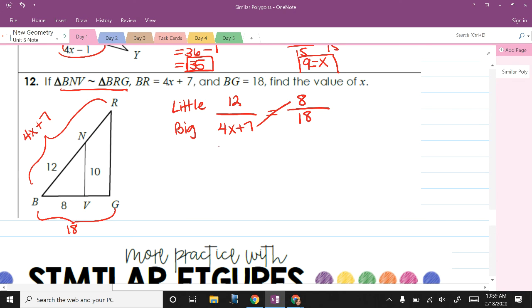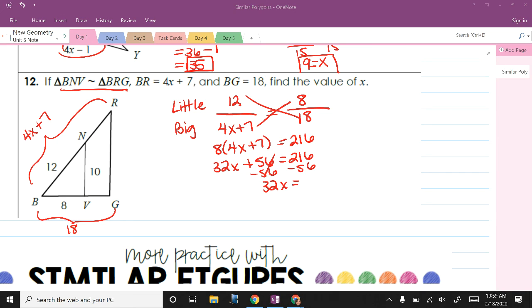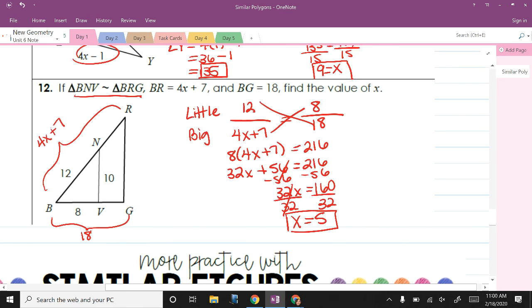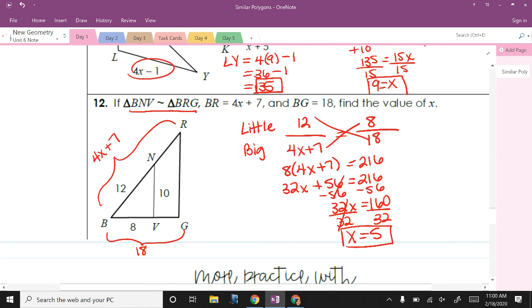There's a plus sign, so I'm going to have to distribute. So 8 times, parentheses, 4x plus 7 equals, what's 12 times 18? 216. And then I distribute: 32x plus 56 equals 216. Subtract 56. 32x equals what then? 160. And divide by 32. And x equals what? 5. And that's all it said was find the value of x, correct? Okay. So any questions about how we did that one inside the other? Just label your work, y'all.